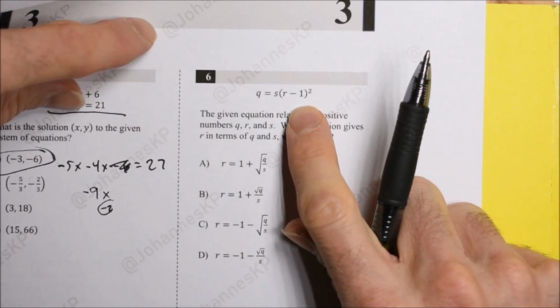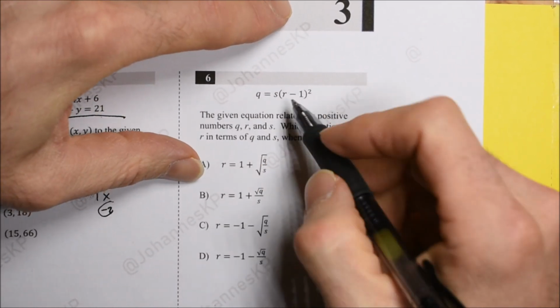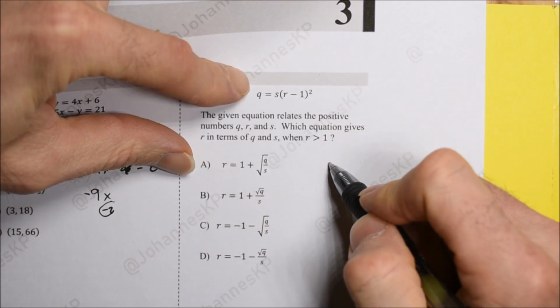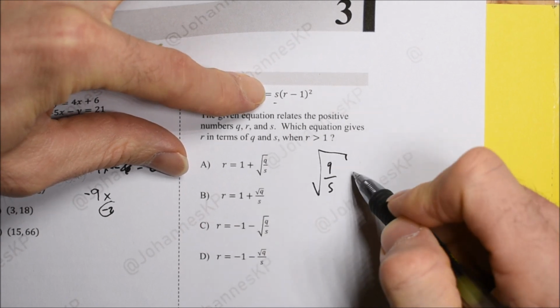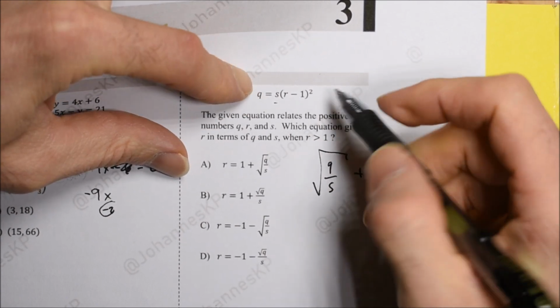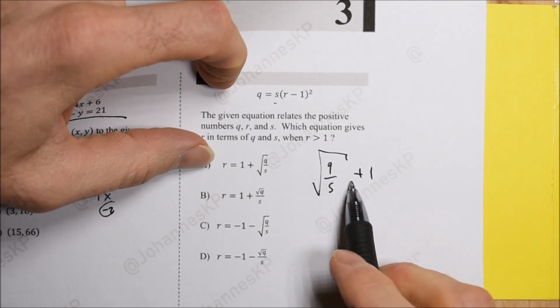Alright, so now we got this one. Okay, terms of r. Yeah, friggin' A. So you got to take s to the other side. So you go q over s. Okay, and then square root of that. And then plus 1. I don't even know what I'm doing no more. But yeah, that should be it. Yeah, booyah. Okay, number 7.